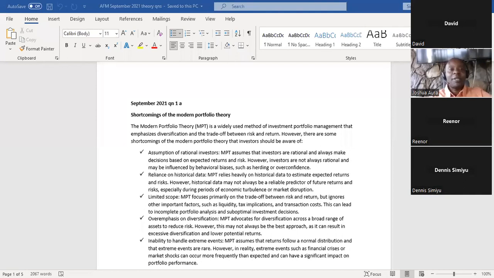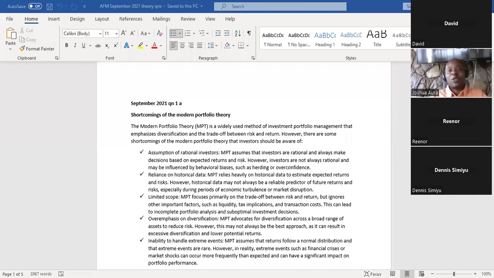So then December 2021, David, please share the document with us. David, are you able to share the document? Thank you very much.